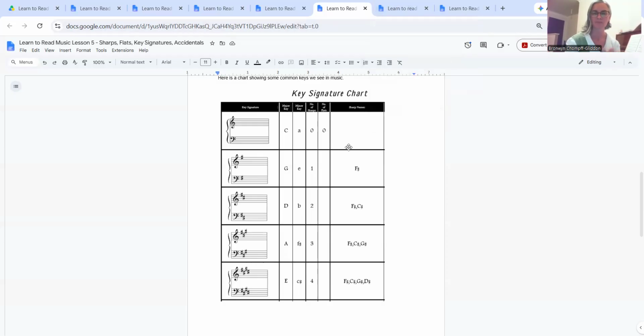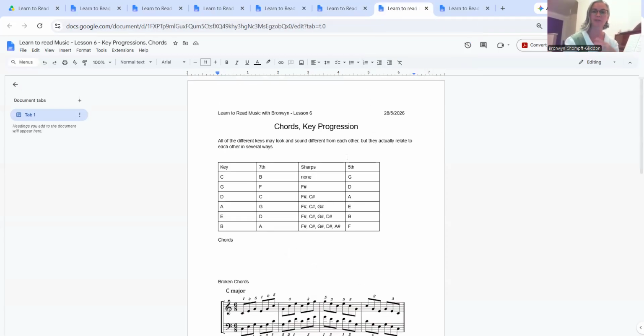But before I do that, now I'm going to introduce tonight's lesson, which is chords and key progressions. We touched on it last week, and we're just talking a bit more about it tonight. So here we have C major in this table, and then the seventh note of that C major scale is B. There are no sharps in C major, it's all white keys. And then the fifth note is G. Why am I telling you this? It's important, it's a pattern.